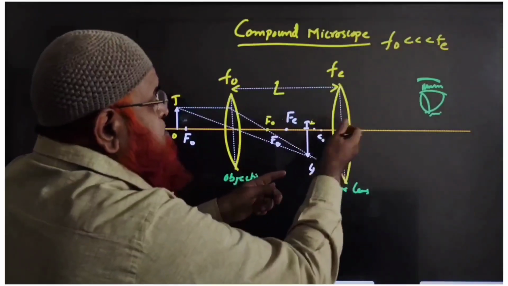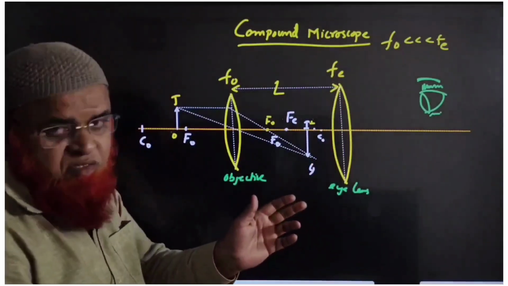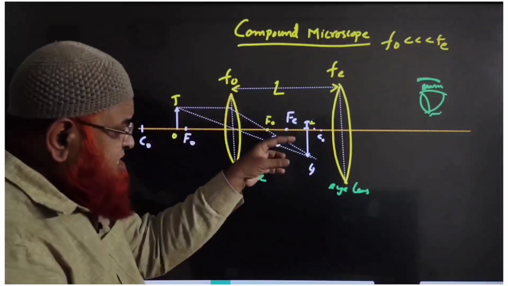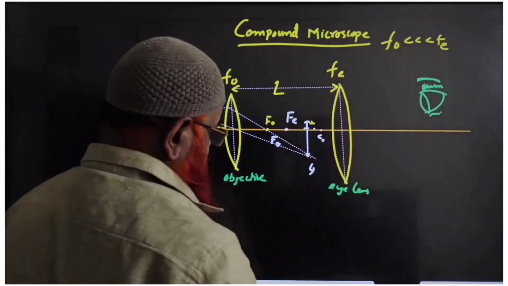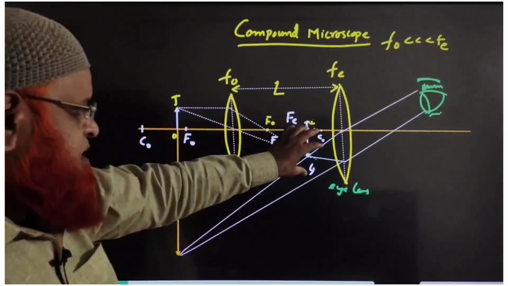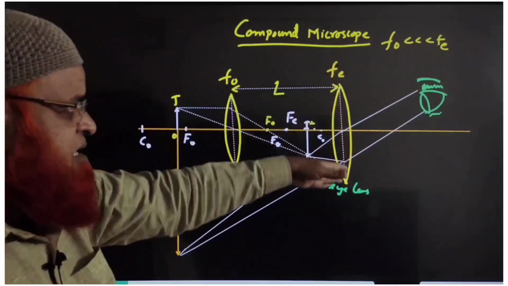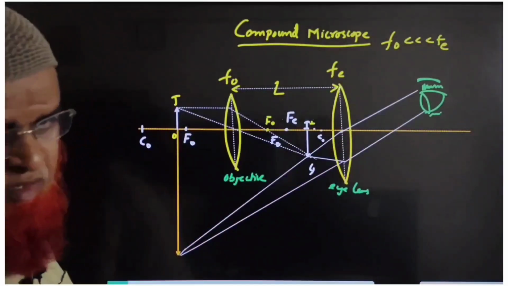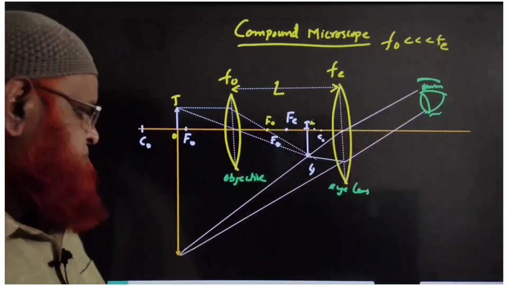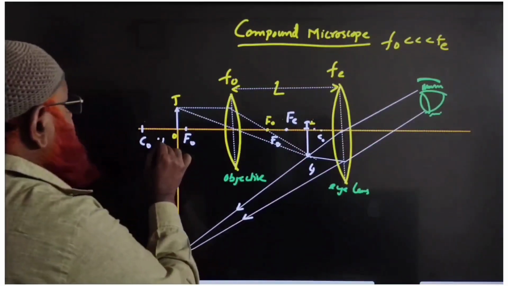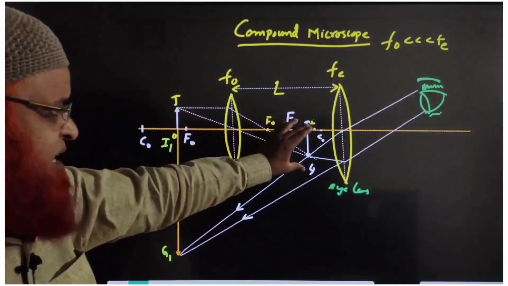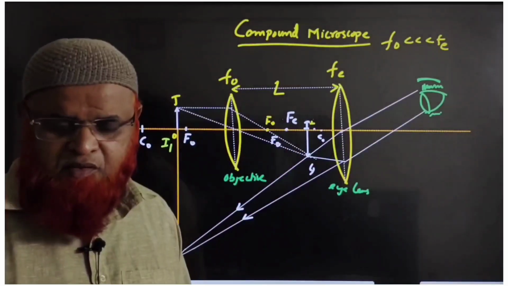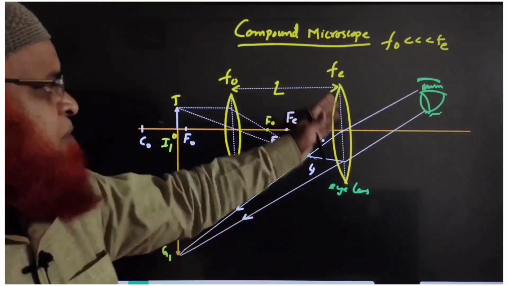This image is going to be an object for the eye lens. The image formed because of the objective is an object for the eye lens. This image is going to be an object for the eye lens, and you are seeing the final image at this place, which can be seen by your eye. Understood? So this is taken as image I1G1. Object OJ, image I1G1, and the final image. You can see an inverted image of a bacteria with the help of a compound microscope.